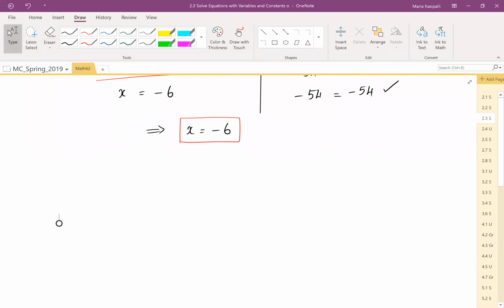We move to the third objective, which is to solve equations with variables and constants on both sides. Solve 7x plus 5 equals 6x plus 2.